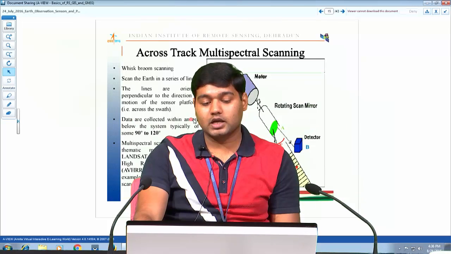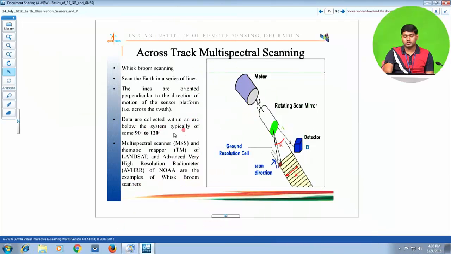So normally data are collected within an arc below the system, typically some 90 degrees to 120 degrees. You can see this particular angle; this is called the field of view. Normally it varies from 90 to 120 degrees, and whatever area is covered at that small instant is called the instantaneous field of view, which I am going to tell you in more detail in an upcoming slide.